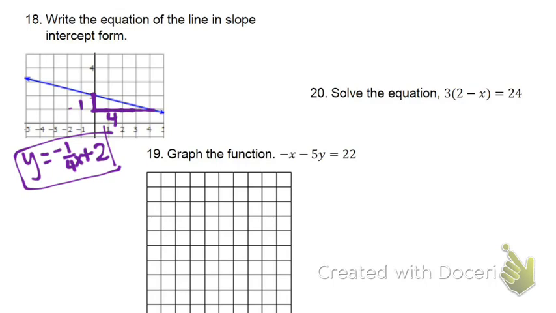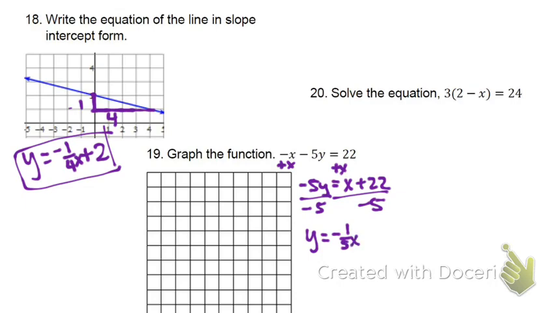On number 19, they give us our equation in standard form, so the first thing we have to do is move it into slope-intercept form by adding x to both sides. So I get negative 5y equals x plus 22, and then I'm going to divide everything by negative 5. So y equals negative 1/5 x minus 4.4. So when you graph it, you can create the graph how you want.